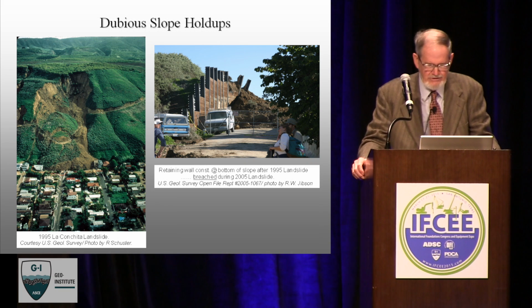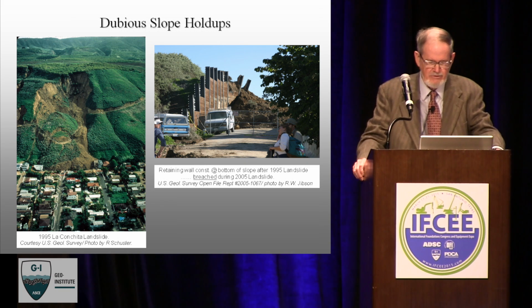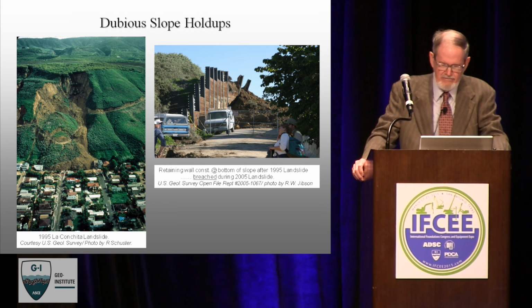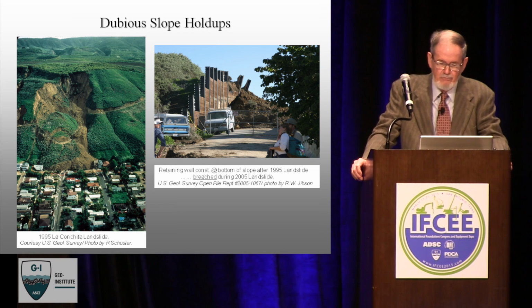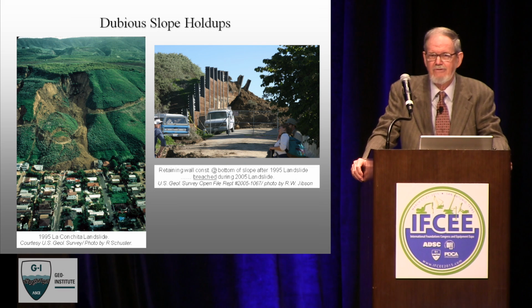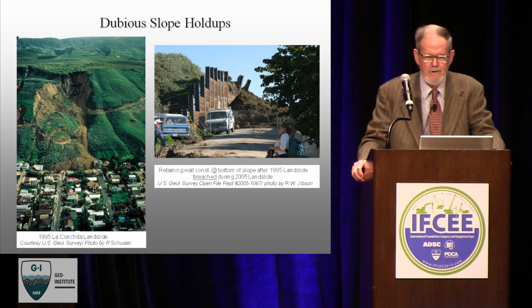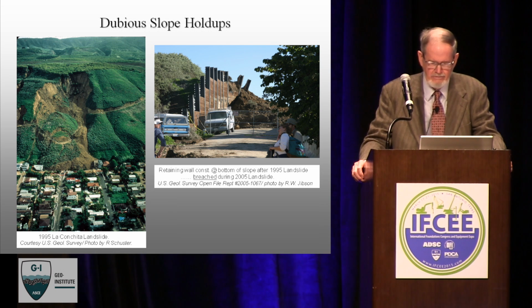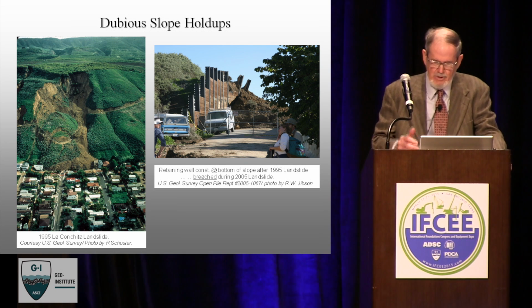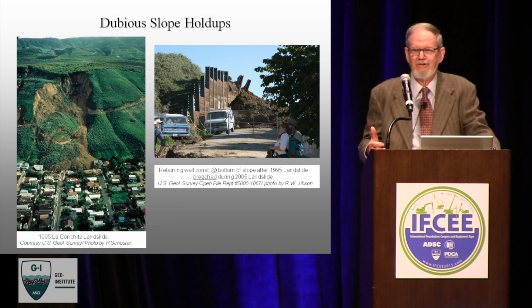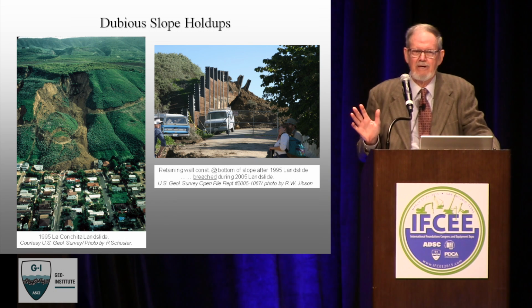And as you can see, a retaining wall was constructed at the bottom of the slope after the 1995 landslide. It was completely ineffectual. It was really not intended to arrest slope failures. It was only put in as a temporary fix to open the road, which you can see in the center of the picture. The problem was it gave residents a false sense of security, seeing this large retaining wall.